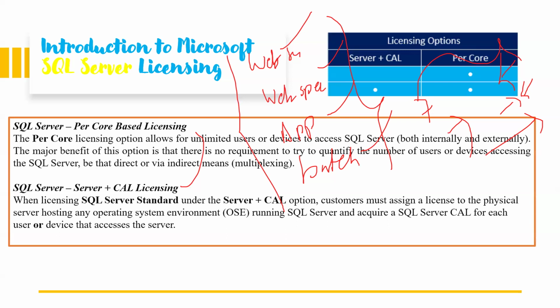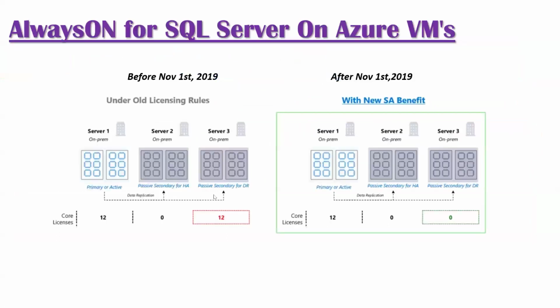Yeah, good. Now, this is the one thing, sir, everyone must and should know. Everyone try to remember core-based license, server plus CAL-based license. Very important. Next thing you want to learn, sir: Microsoft came up with a concept called software assurance, which has been changed from November 1st, 2019 onwards. Before November 2019, how the licensing part was, and from November 1st, how the licensing part is in terms of software assurance.